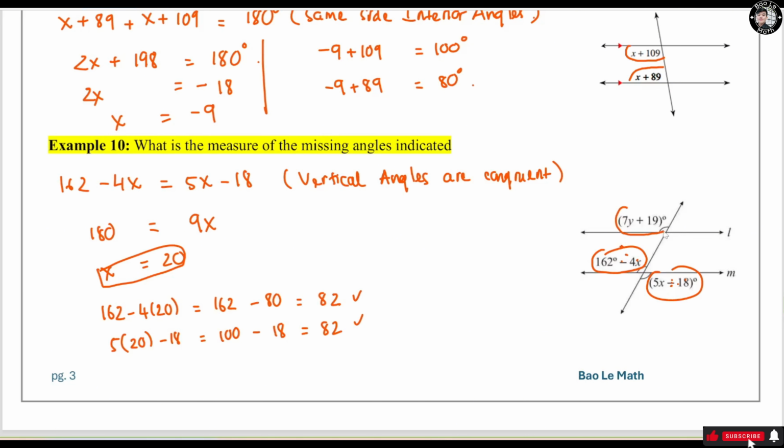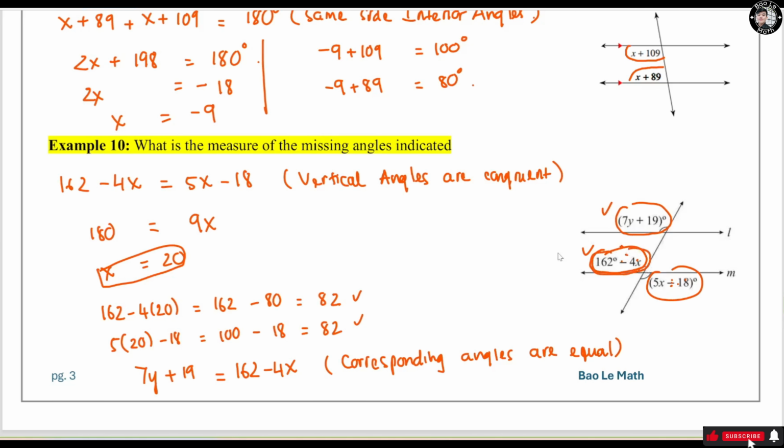Now to find this one right here, we know that this guy and this guy are corresponding angles, right? So they are the same, right? This one right here equals 82, right? So we have 7y plus 19 equals 82, right? Now we're going to subtract 19 both sides, so we have 7y equals 63. Divide both sides by 7, so y equals 9, right?